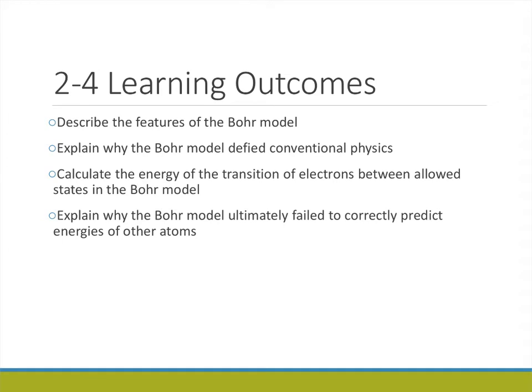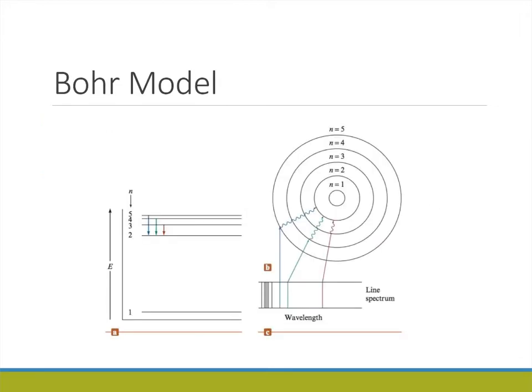In section 4, we're going to talk about the Bohr model and explain why the Bohr model defied conventional physics. We'll also calculate the energy of the transition of the electrons between the allowed states within the Bohr model and explain why the Bohr model ultimately failed to predict energies of other atoms.